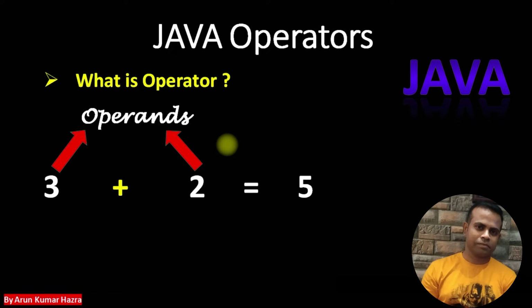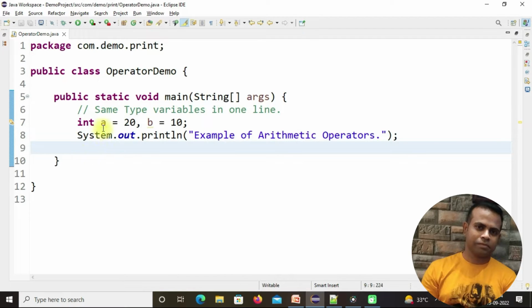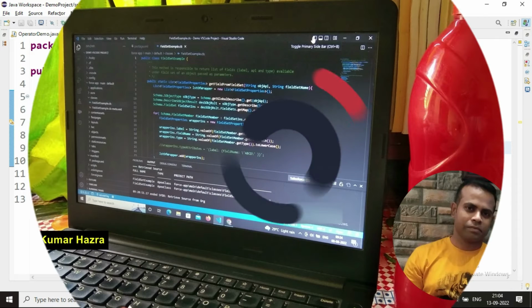These 3 and 2 are called operands, and in between you can see I am using a plus sign. This plus sign is nothing but an operator. These are basically the categories of operators that Java supports. What I will do is create some plus operations, minus operations, similarly multiplications, divisions and modulo. Okay, let's check.